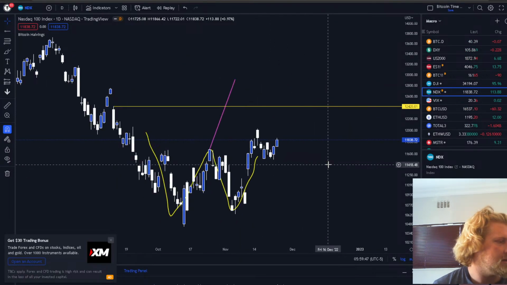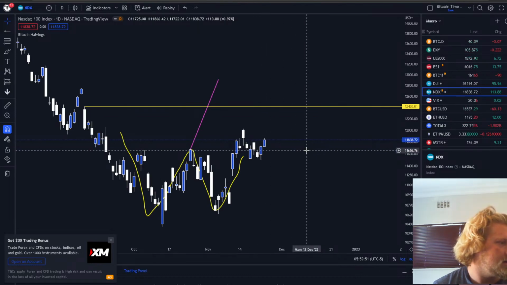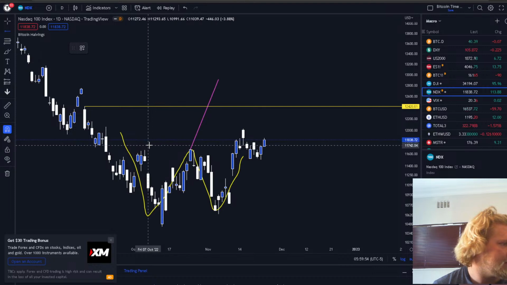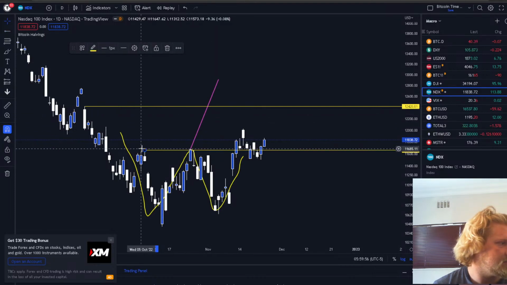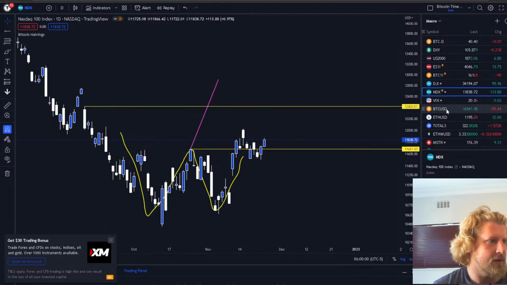This is the Nasdaq, your tech stocks. The last few days has been nice and bullish. We are again above the breakout level, which is good to see. So this measured move is still in play. That will take you all the way up to 12,000.